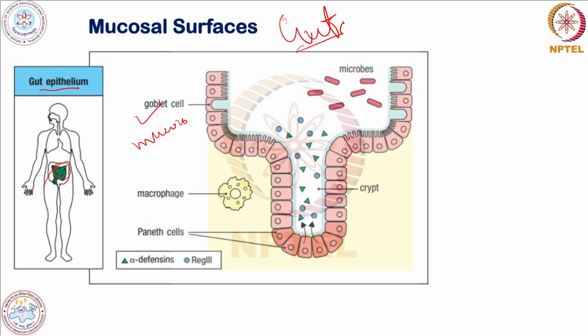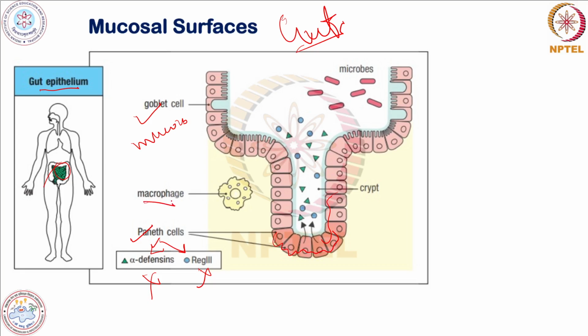It also has Paneth cells. These cells are found in the intestinal crypt region. The Paneth cells produce the antimicrobial peptides, that is alpha defensin and Reg3. Alpha defensin will kill the bacteria by rupturing their membrane, and Reg3 will target gram-positive bacteria and prevent them from colonizing the gut lining. So these both will kill the pathogens.